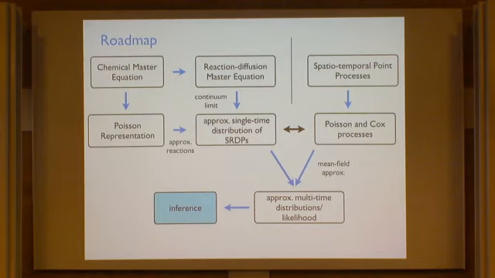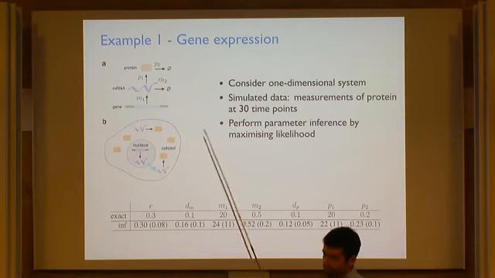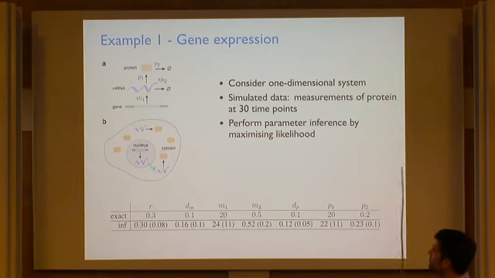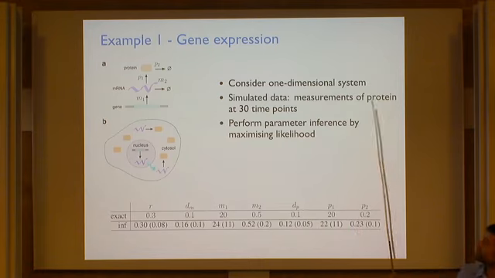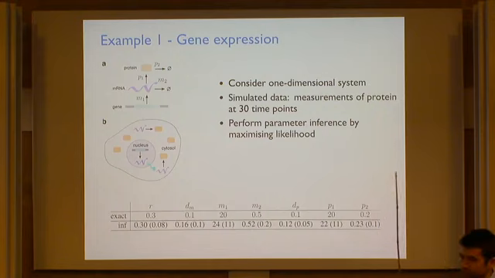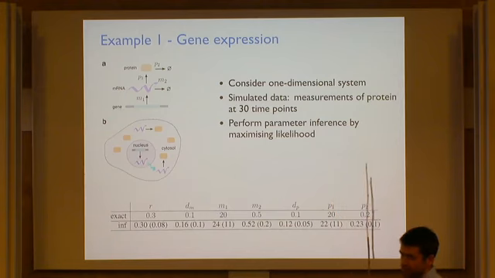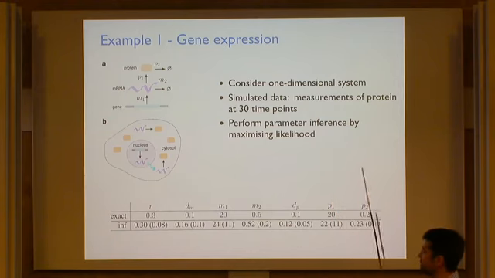Okay, let's look at some examples, and let's look at the example that we had at the beginning, the gene expression system. For simplicity, I used a one-dimensional system here, where the nucleus is on one side of the cell, and we simulate data for 30 time points, and we assume that only the protein is measured, so we don't measure the mRNA. And we perform parameter inference by maximizing the likelihood with respect to the parameters. Doing this for one data set gives us one estimate of the parameters, and we did this for 100 different simulated data sets. So we get 100 estimates of the parameters, and we have the mean value and the standard deviation. This is what you see here in the table.